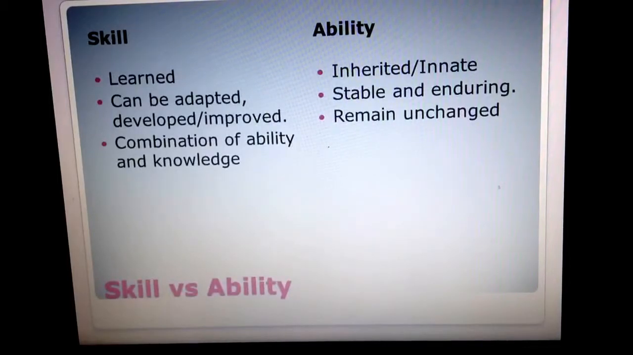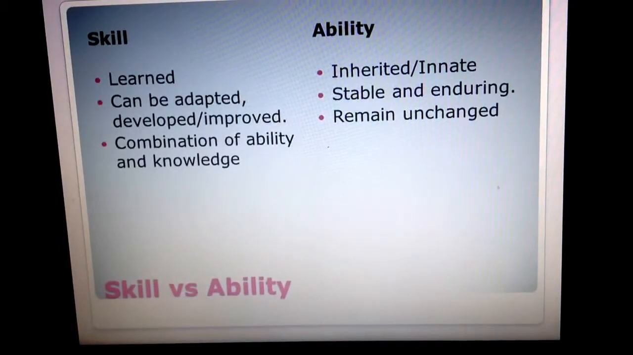And finally, skill is a combination of ability and knowledge. So with your ability, you apply knowledge to allow you to learn the skill and apply it to certain situations, whereas our abilities remain unchanged. They just help us to naturally learn skills more quickly.